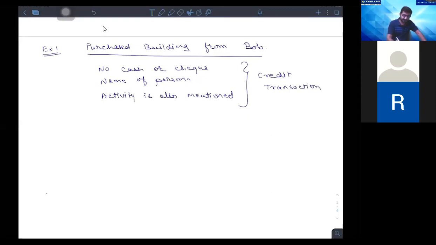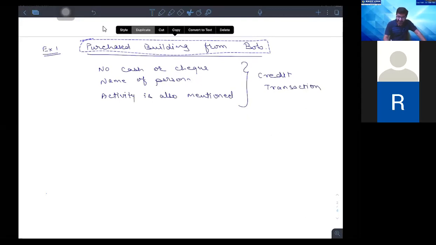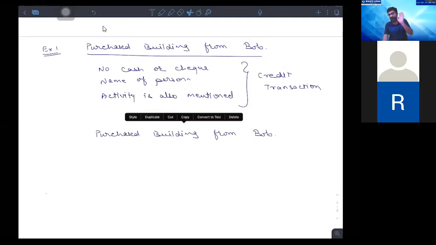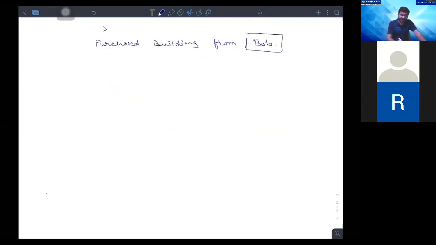तो अब कहानी ये है कि एक साइड आपके पास आ गया मिस्टर बॉब. The account which is getting affected is Mr. Bob's account. On one side you'll always have a person when it comes to a credit transaction. दूसरे साइड आपकी एक्टिविटी क्या है? Purchased building. Correct? Out of that, effectively what is happening? Building is coming into the business or not? Therefore the two accounts which are getting affected is Bob and building account.